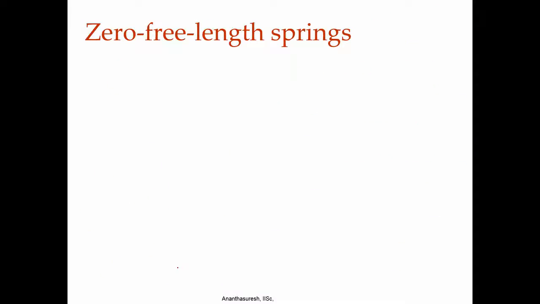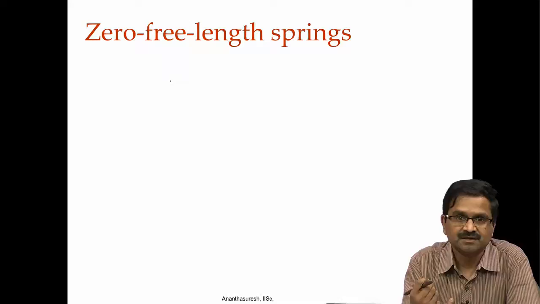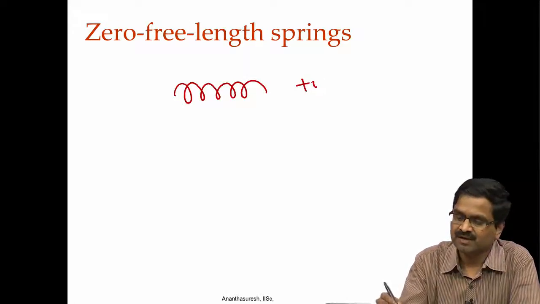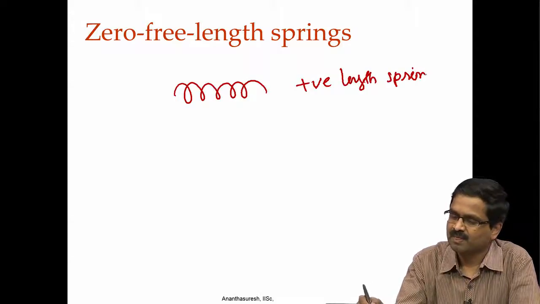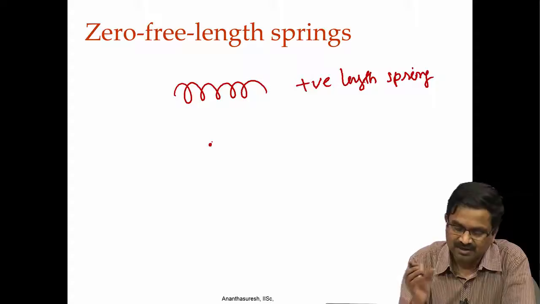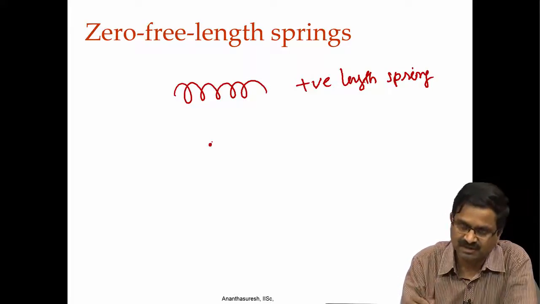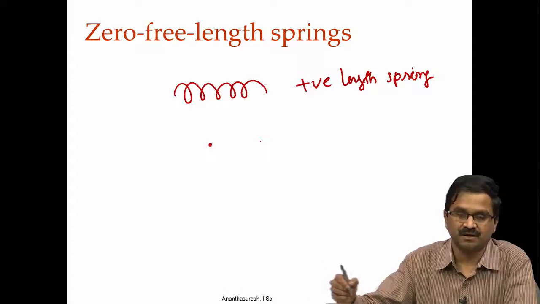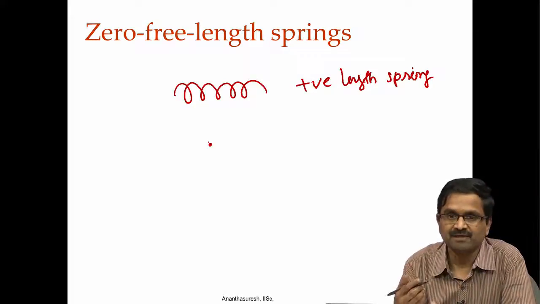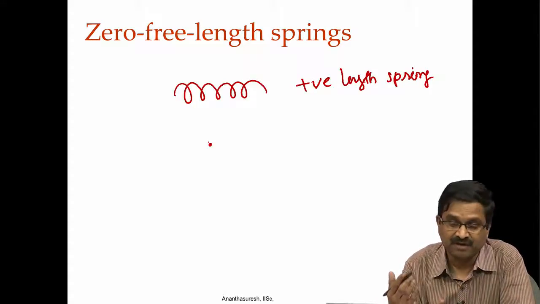A 0 free length spring is one which has no force when its length is 0 and applies a force when its length is positive. That is, if I take a spring like this, it is a positive length spring. 0 length is something, if you really compress it there is a force. So, it should be a spring which has 0 free length, and then you can stretch it the way you want or compress it if you want. It looks like a very radical concept. In fact, that is a radical concept.